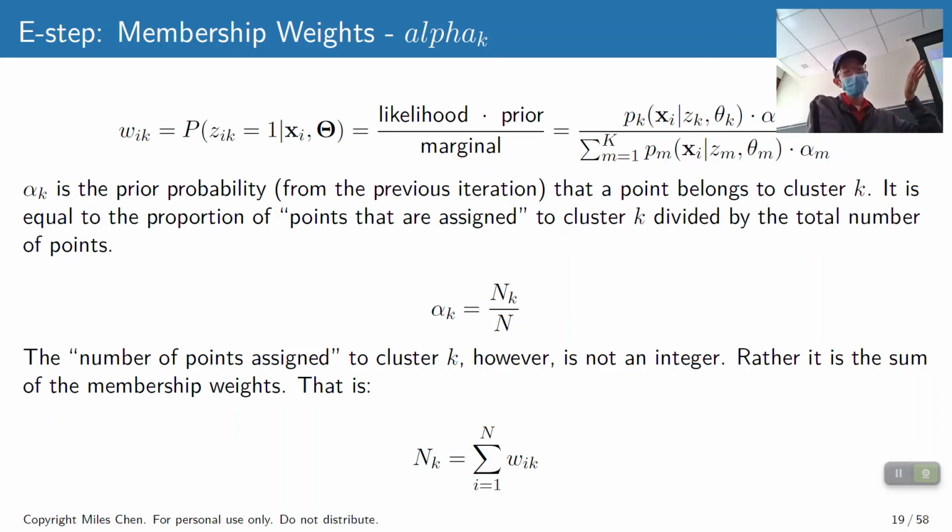So we just sum up all of the weights. If this point has a 99% probability of belonging to cluster 1, and this point has an 80% probability of belonging to cluster 1, when you add those two you get 1.79. So you have 1.79 points belonging to cluster 1. You're not going to get an integer here, but you can think of it as the number of points assigned, the total sum of the weights of things that belong to the cluster. So that's going to be our membership weights, and that's going to be this prior value.